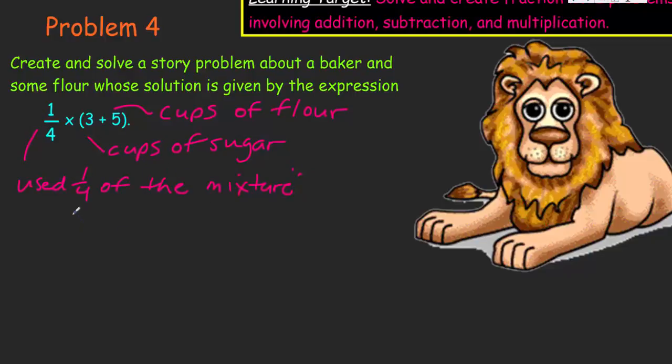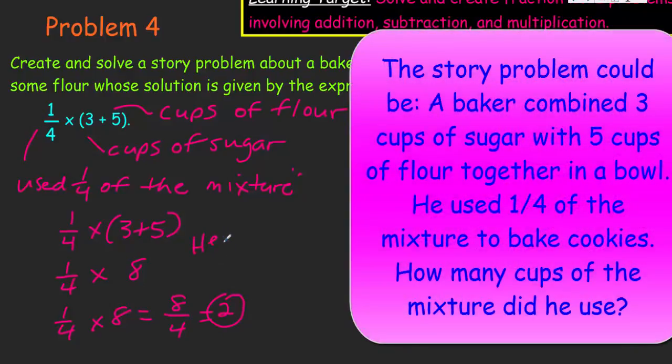So now we think of rewriting our problem here: 1/4 times the sum of 3 plus 5. That's 8, because 3 plus 5 is 8. And so 1/4 times 8 is going to be equal to 8 over 4, and 8 over 4 is 8 divided by 4, which equals 2. Since the unit of measure was all based on cups, our answer should be in cups. So he used 2 cups of the mixture.